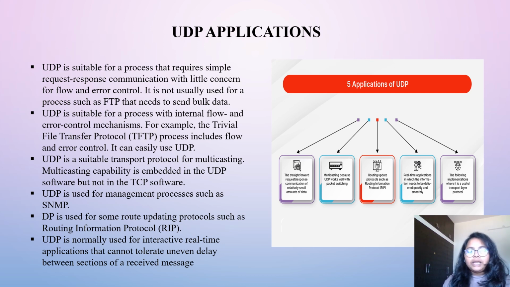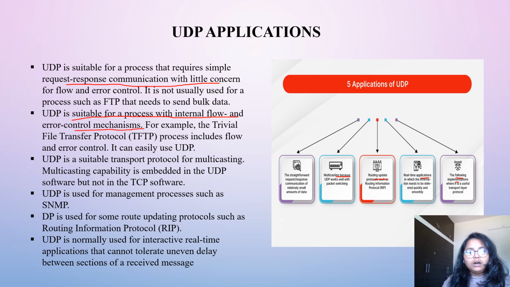Let us see what are the applications of UDP. There are a total of five applications of UDP: straightforward request, multicasting, routing update, real-time applications, and following the implementations. UDP is suitable for a process that requires simple request-response communication. It is applicable only for simple request and response communication because it has little concern for flow and error control.